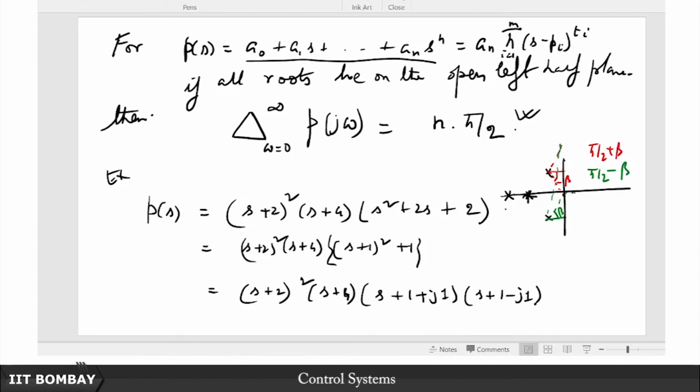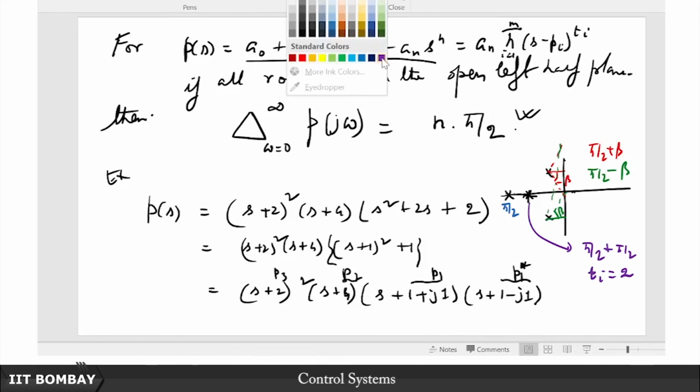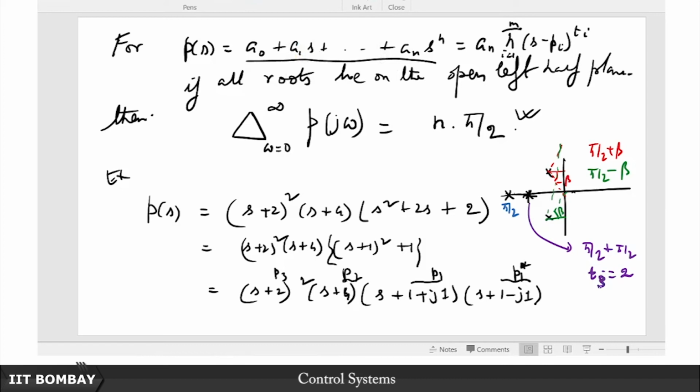For this one, let me use a different color. So this one is pi by 2. What about the repeated one? For each individual block, it is pi by 2 plus pi by 2, because the multiplicity is 2. T_i is equal to 2 for this one. Let me call this my P1, this is P1 conjugate, this is P2, and this is P3. So with that notation, this is T3, and T3 is equal to 2.